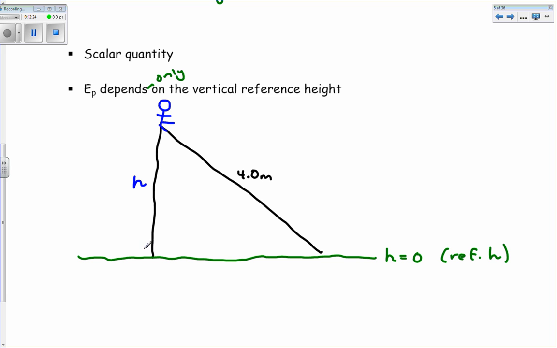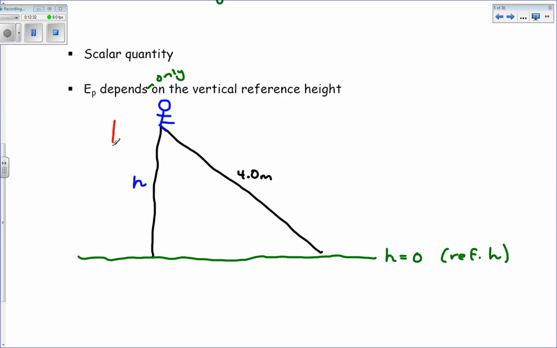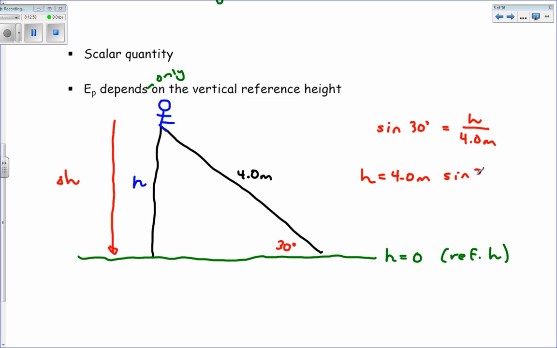So the potential energy only depends on, when he moves down the slide, right, he moves down the 4 meters, but his change in height is that difference there. That's the change in height, so that's where the potential energy is referenced from. And if we know that this angle in here is 30 degrees, then we can use simple trigonometry to figure out what that h is, right? Because sine of 30 degrees equals h over 4 meters. So h is equal to 4 meters times sine of 30 degrees, which in this case gives you 2.0 meters.